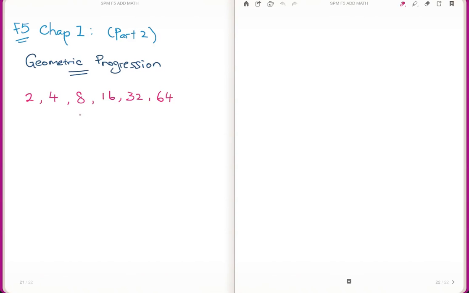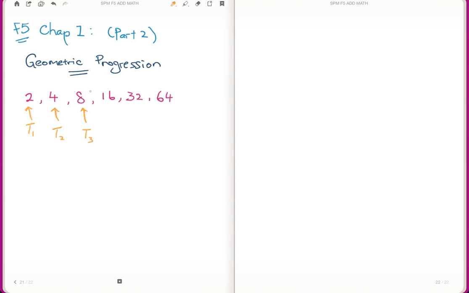What I've shown here on the screen, in red, is a series of numbers. If you are given a series of numbers, first of all you need to determine whether it is an arithmetic progression, AP, or a geometric progression, GP. In order to determine it, you look at the first 3 digits. This is the first term, term number 1. This is my second term, second number. This is my third term, third number.